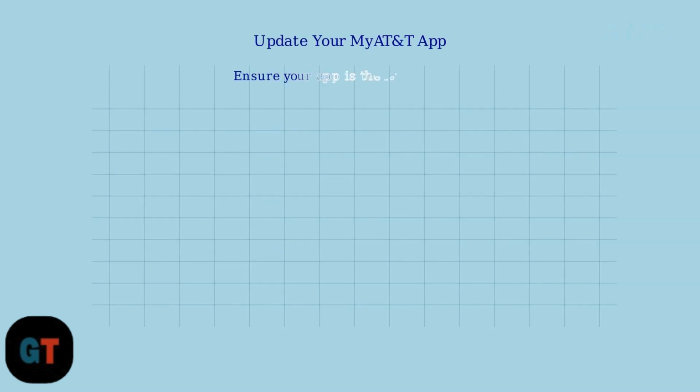If basic steps don't resolve the problem, start with advanced troubleshooting. Make sure your MyAT&T app is updated to the latest version. Outdated versions are often incompatible with AT&T's servers. Enable auto updates in your app store to prevent this in the future.